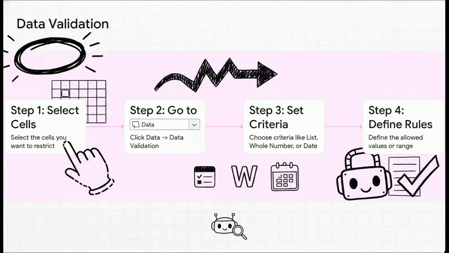Finally, let's talk about data validation. This is a proactive tool. It's all about preventing errors before they can even happen. It lets you control exactly what kind of data can be put into a cell. You can create drop-down lists, set rules to only allow numbers between certain values, or make sure it's a valid date. It's about keeping your data clean from the very start.